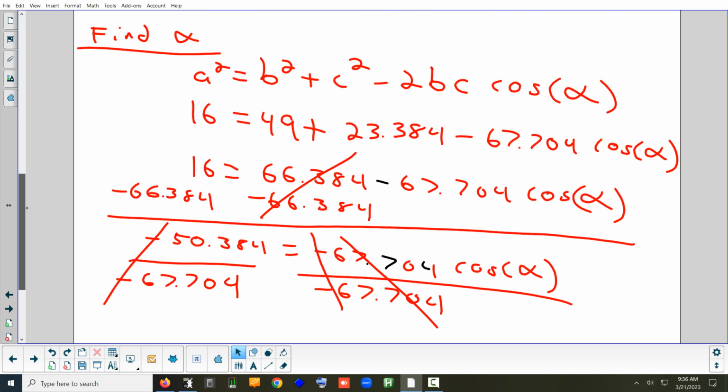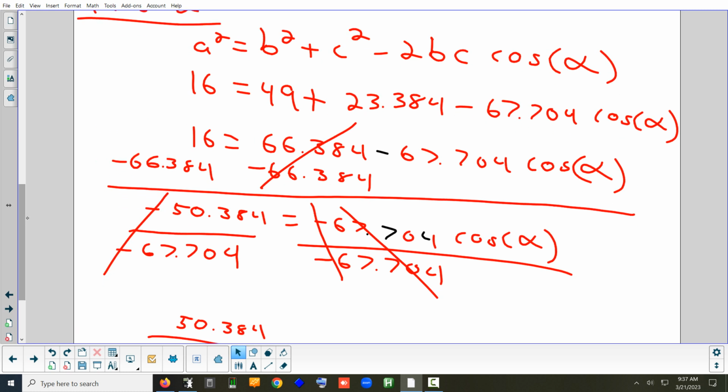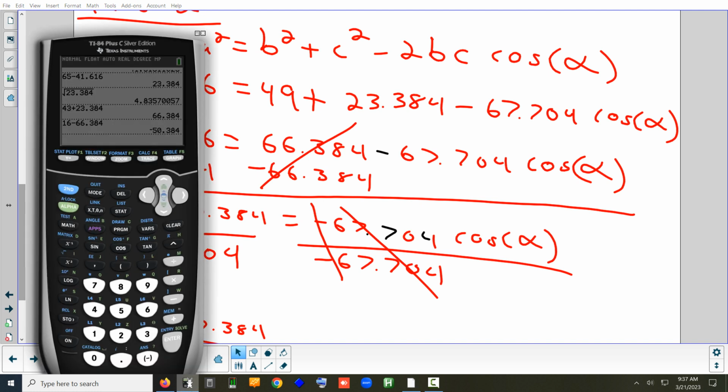After you get 66, you got 49 plus 23.384, it should be 72.384. Yeah, that's what I got. It looks like on your calculator you put in 43. Oh, I put in 43. That's not good. So that should have been a 49 plus 23.384. I can't even blame somebody else for that. That was my fault. I'm sorry. I let you down.